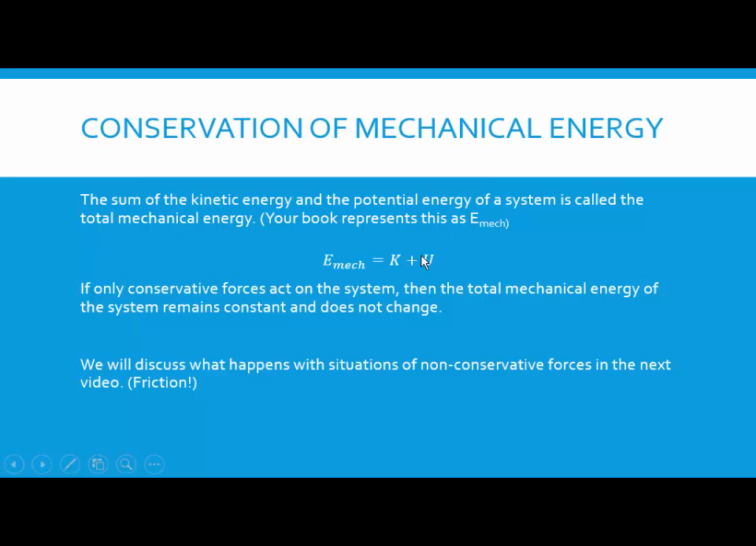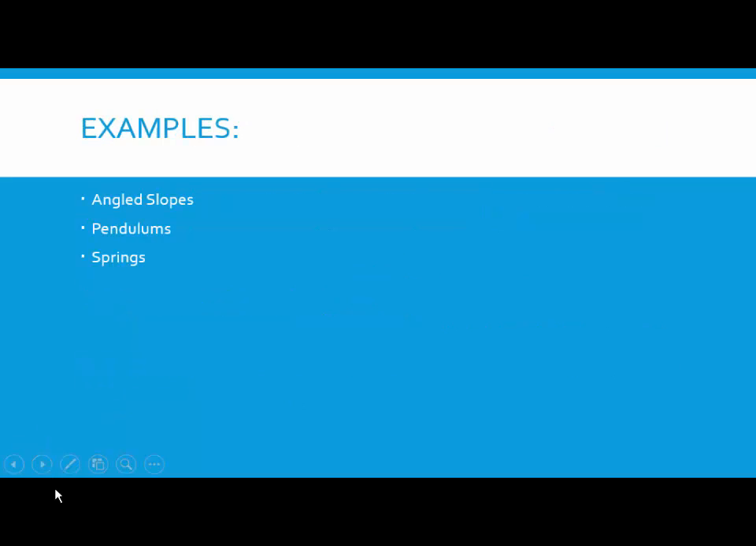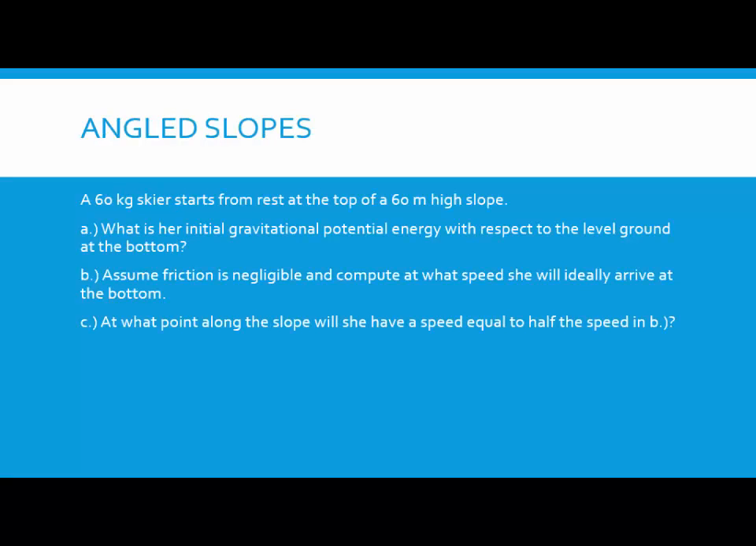That means that the potential energy of our objects is going to be related to the gravitational potential energy of that object, and the kinetic energy is going to be related to, of course, how fast that object is moving. So we're going to do 3 different kinds of examples today: slopes, pendulums, and a spring problem. The slope problem is very similar to one you might have seen last year in pre-AP. So here's the first problem.